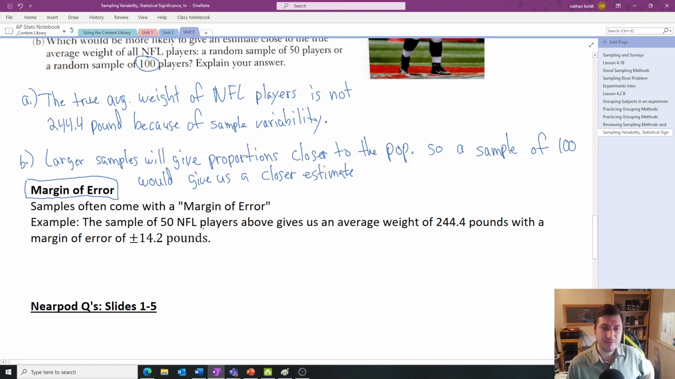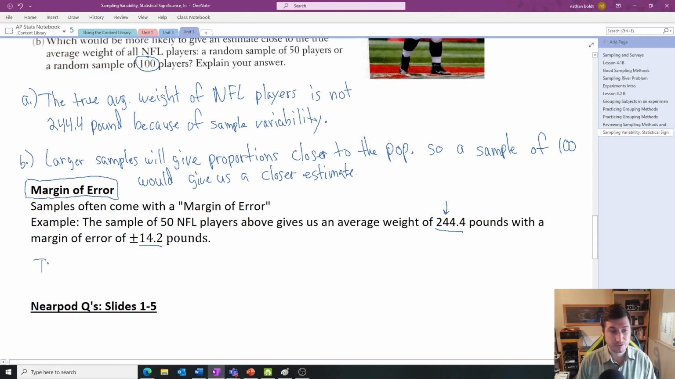So the sample of 50 NFL players above gives us an average weight of 244.4 pounds with a margin of error of plus or minus 14.2 pounds. Hopefully you have seen this in political polls. Sometimes they'll say, hey, this candidate is ahead by a 50 to 48 margin with a margin of error of plus or minus 2%, okay? Hopefully, if they're reputable, they give you some sort of margin of error. We know the actual average is not 244.4, but we're pretty sure it's somewhere between 244.4 plus 14 or minus 14.